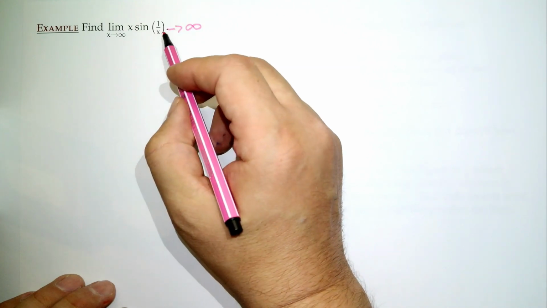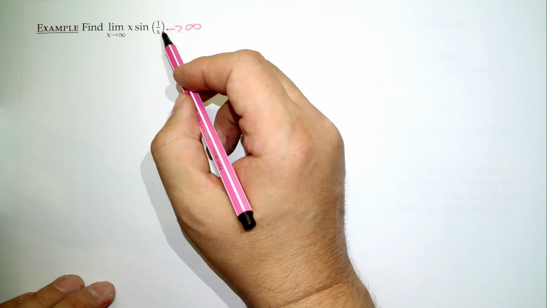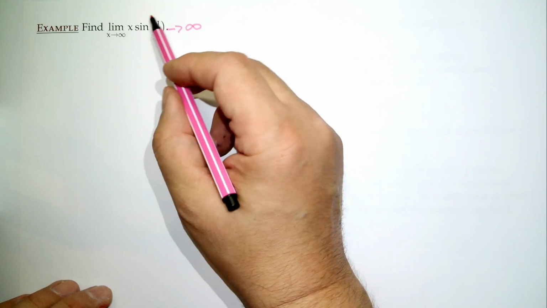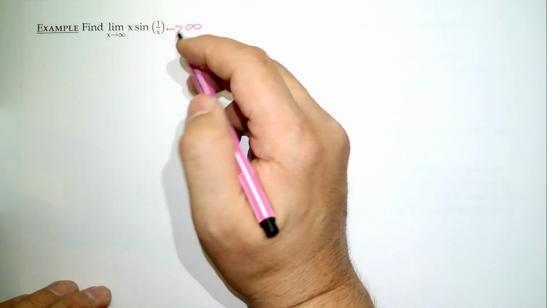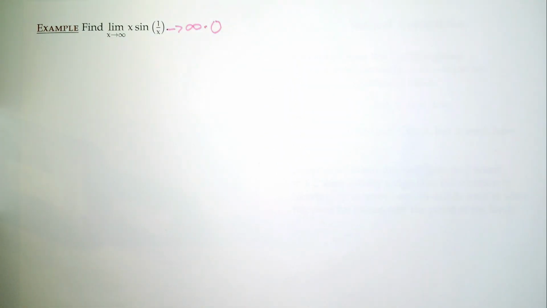Well, let's just work our way through our onion here. 1 over x, what's happening to that? It's going to 0. When the inside goes to 0, what does sine do? It also goes to 0, because it's a continuous function. Continuous functions, no surprises. So this is heading towards something that looks like a huge number times a really teeny number, infinity times 0. And when we see infinity times 0, what does that mean? More work.